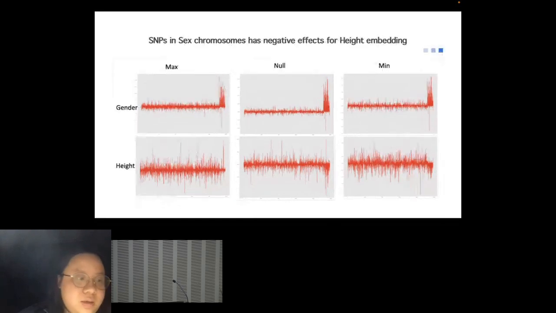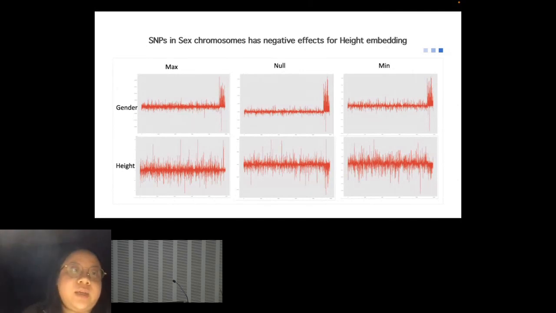And to get more details, we can observe SNPs in the 6th chromosome have negative effects for the height embedding. You can see here, we can't observe it in the simple linear model. And those findings are strange, so we will design more analysis to discuss how the gender vector will affect the understanding of SNP selection.